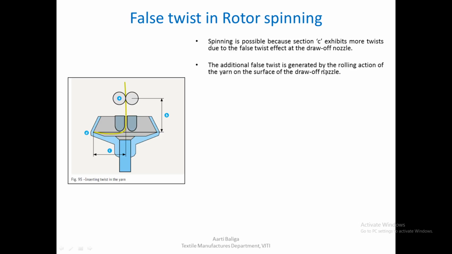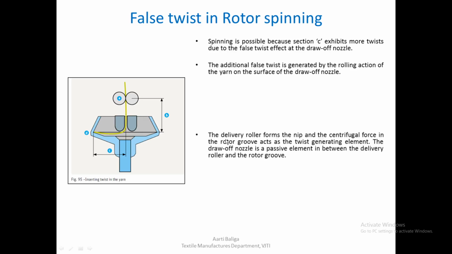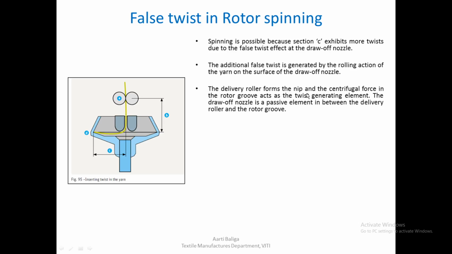The additional false twist is generated by the rolling action of the yarn on the surface of the draw off nozzle. The yarn starts rolling on the draw off nozzle as it is getting rotated by the rotor, and because of this, the additional false twist is generated. The delivery roller here forms the nip, and the centrifugal force in the rotor groove acts as the twist generating element. The draw off nozzle here is a passive element in between the delivery roller and the rotor groove. In a normal false twist process the twisting element is in the center, but in this case the draw off nozzle is a passive element.